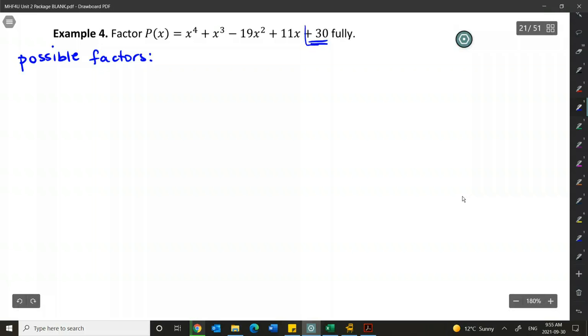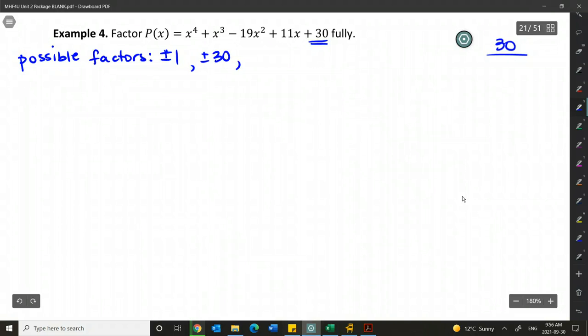Okay, so all the different possible factors of 30. If I'm not sure what those are, I'm going to write 30 over here, and I'll start just writing out all the things that multiply to 30. So does 1 go into 30? Yes. So I can have 1 times 30 or negative 1 times negative 30. So I've got plus minus 1, plus minus 30.